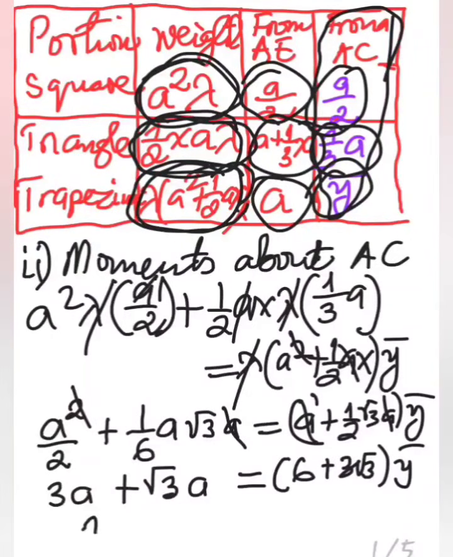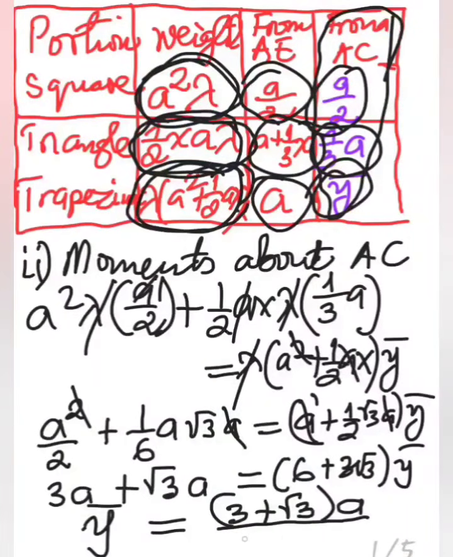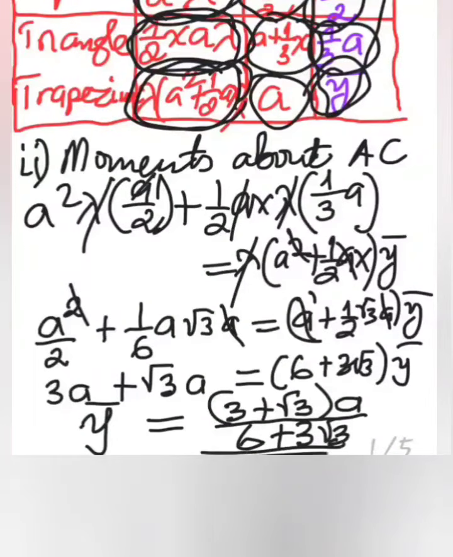So on making y bar the subject, we have that y bar equals, the left hand side can be written as 3 plus root 3, bracket a, when you factorize a, then divide by the coefficient of y bar on the right, which is 6 plus 3 root 3, and that gives you the distance of the center of the composite body from the axis AC.